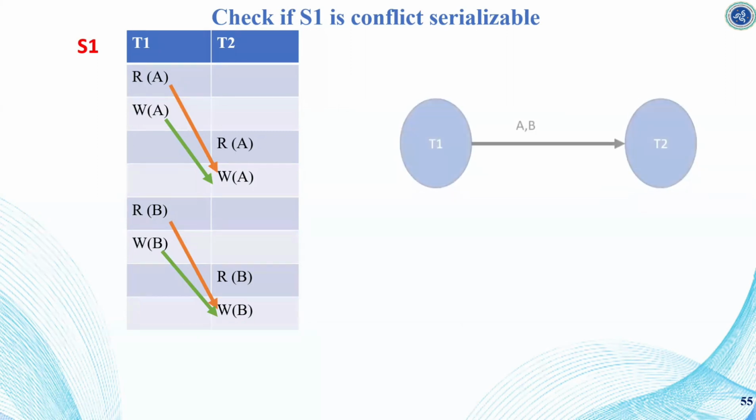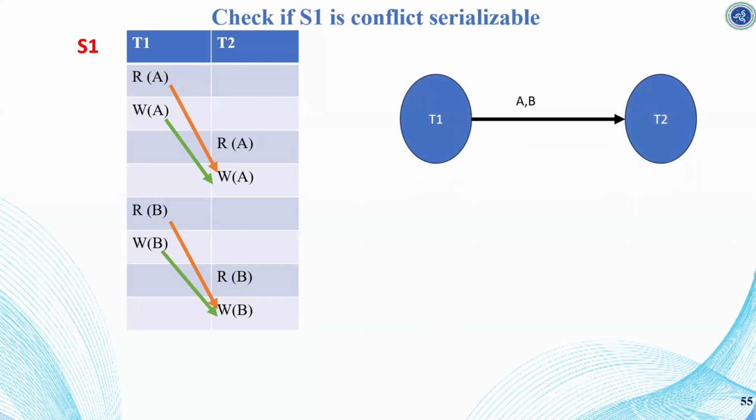So we can conclude that you will have two vertices, T1 and T2, and a directed edge from T1 to T2, with the arrow pointing towards T2. It is not necessary to mark the objects, but I have marked here that the edges are drawn because of the operations on A and B. Now, in this graph, is there a cycle or not? There is no cycle. This is the precedence graph, and this is how you can draw a precedence graph from the given schedule S1.